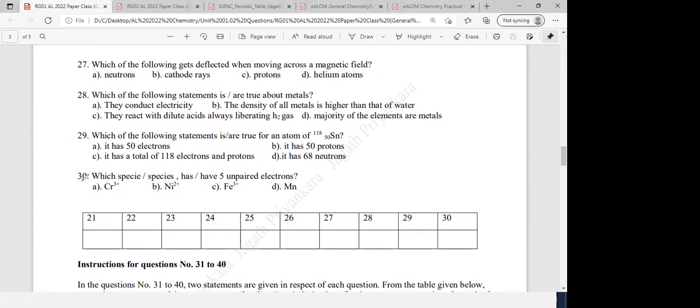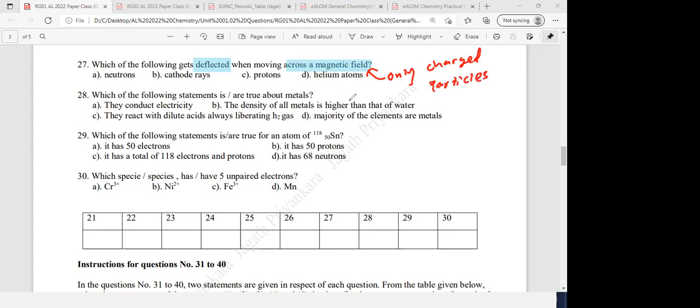Which of the following is deflected when moving across a magnetic field? Who can give me the answer for the 27? You had anode rays, cathode ray experiment and everything. Yes. Deflected across a magnetic field. Remember what will be deflected? Only charged particles will change the direction of their path. Only charged particles.